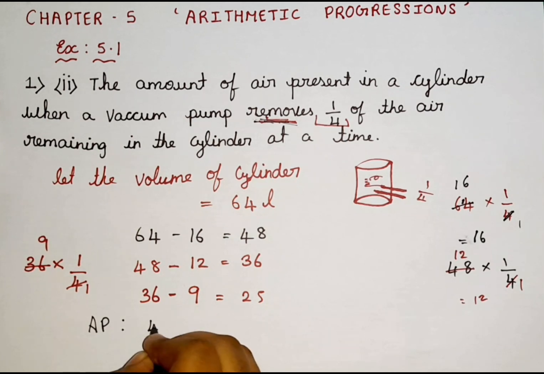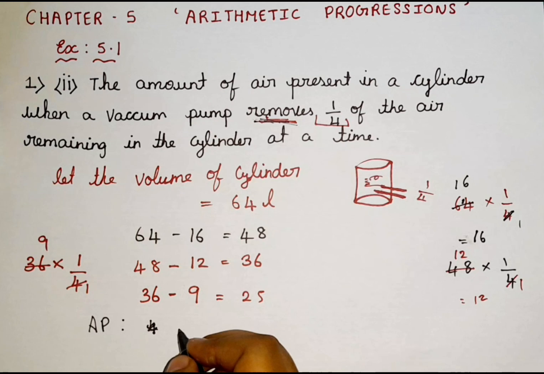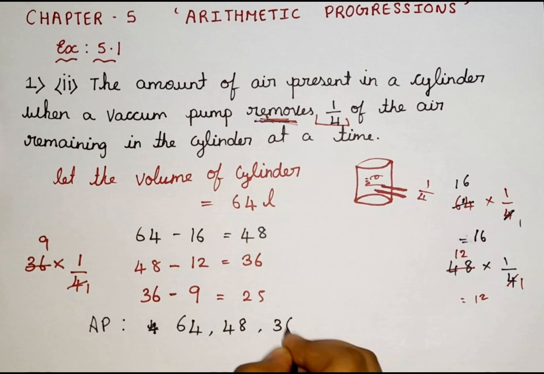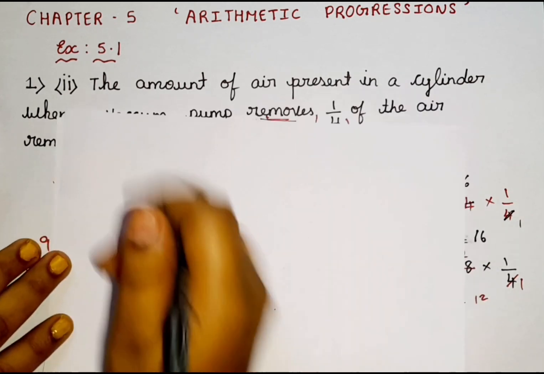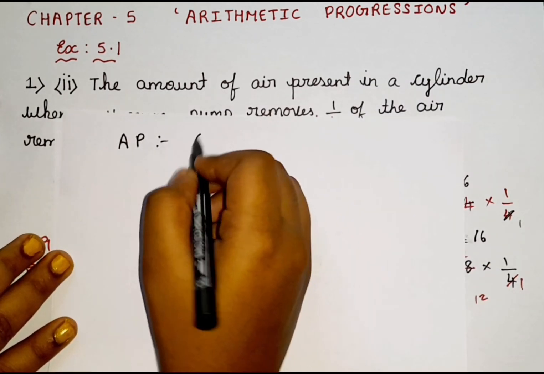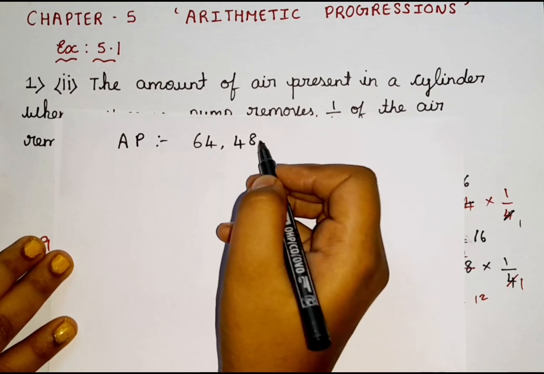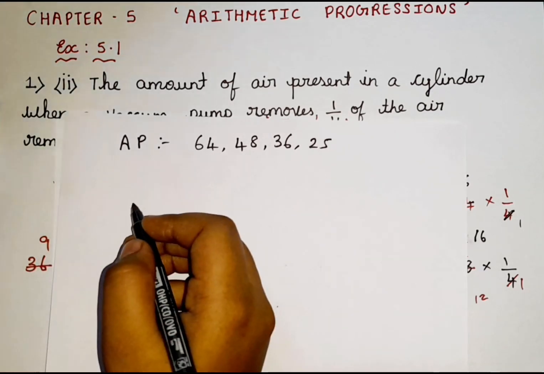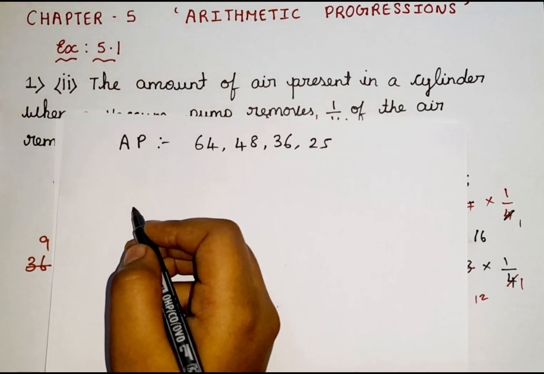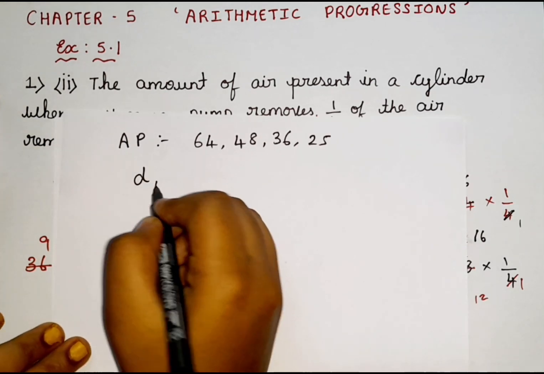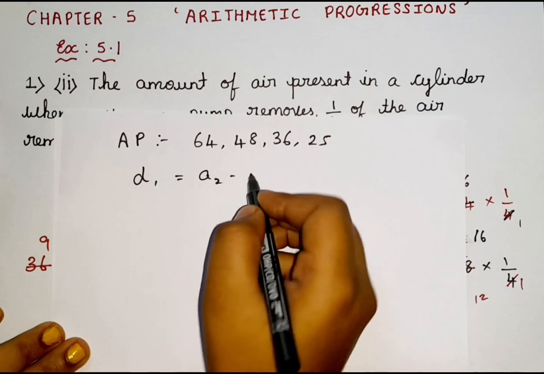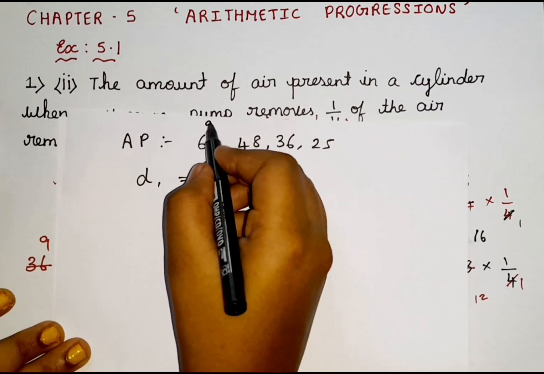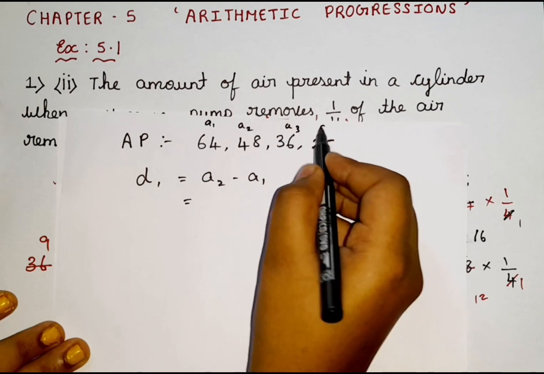All right, so here we got an AP. First we have 64, right? So 64 comma 48 comma 36 comma 25. So this is an AP, isn't it? So I'll write it here: 64 comma 48 comma 36 comma 25. The only aim is we want an AP, so no need to bother about the numbers. First let us find the common difference, so A2 minus A1. Here this is A1, this is A2, this is A3 and this is A4.